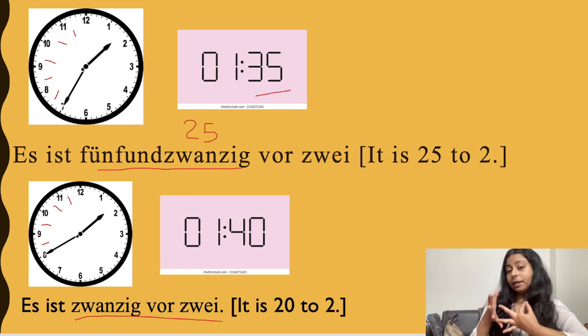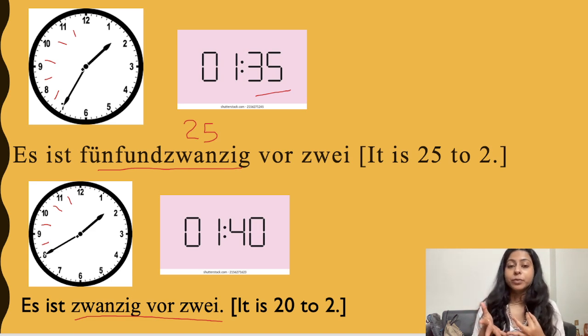Now knowing numbers is a prerequisite for telling time. If you know numbers, only then can you tell time in German. If you have not watched the numbers video, I will paste the link in the description below. You can go and watch the video on numbers. It is very, very important to know numbers first, and only then will you understand time.